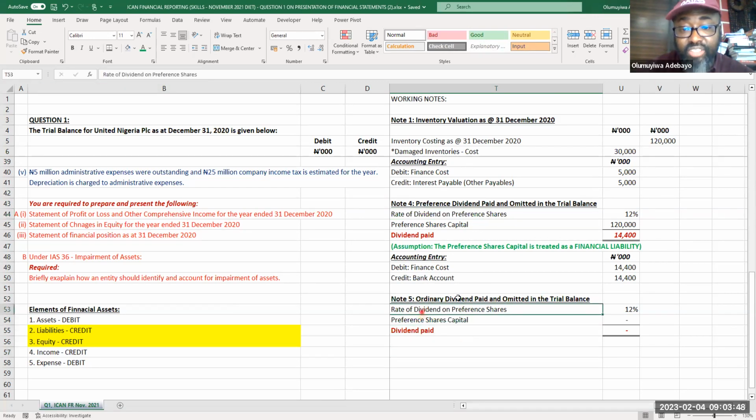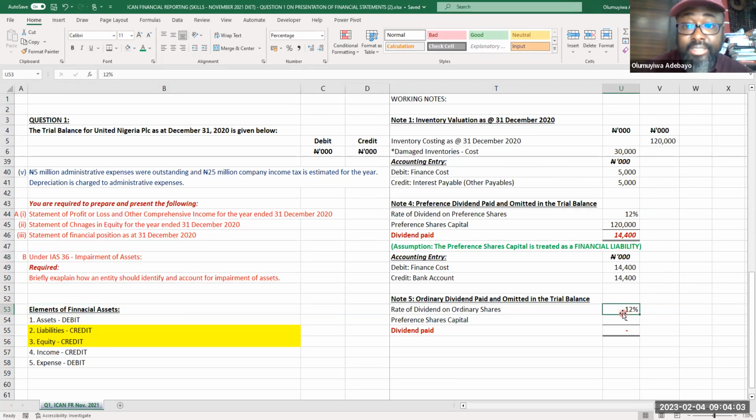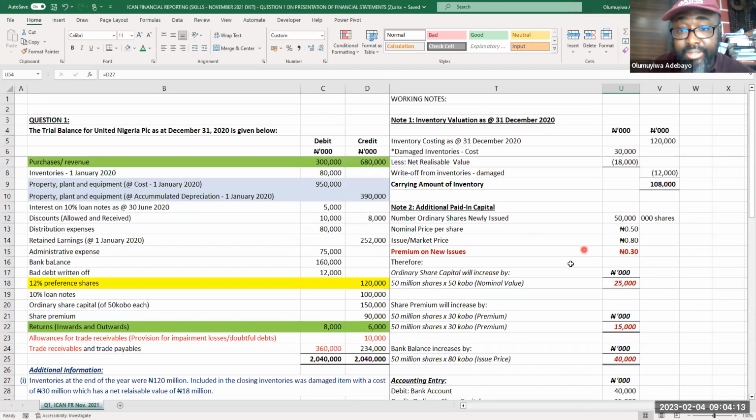Okay, now rate of ordinary dividend, or rate of dividend paid to ordinary shareholders. Now it's not percentage, it's in kobo. That is 50 kobo. Is it 50? No, 5 kobo. Okay. Let me borrow that Naira sign somewhere.